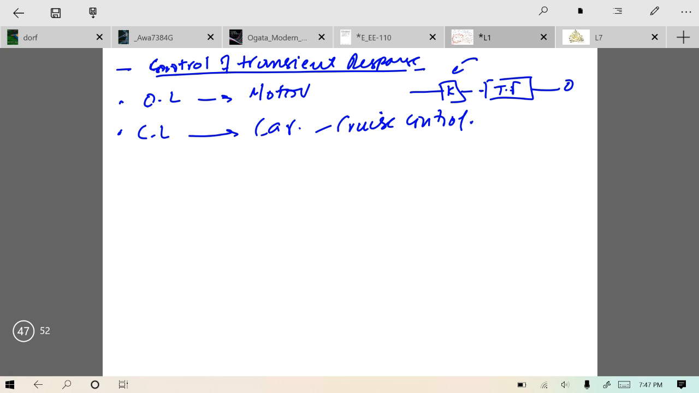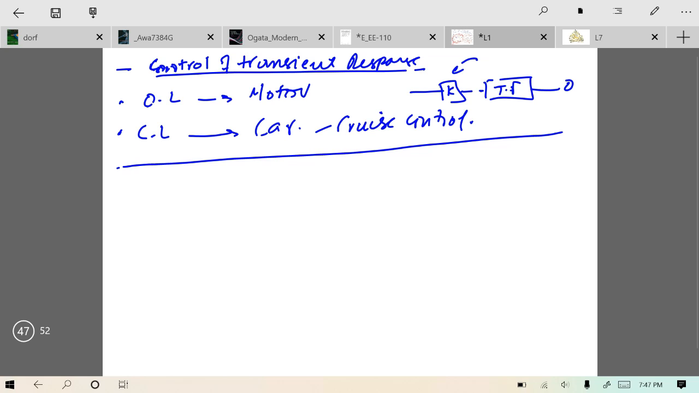So we can clearly establish that control of the transient response is better in a closed loop system rather than in an open loop system, because we have knowledge about the current output. We can compare that current output with the reference output, and then according to that error signal we can alter our input or alter our controller gain. That will result in the output becoming closer to the actual, thereby reducing the error.